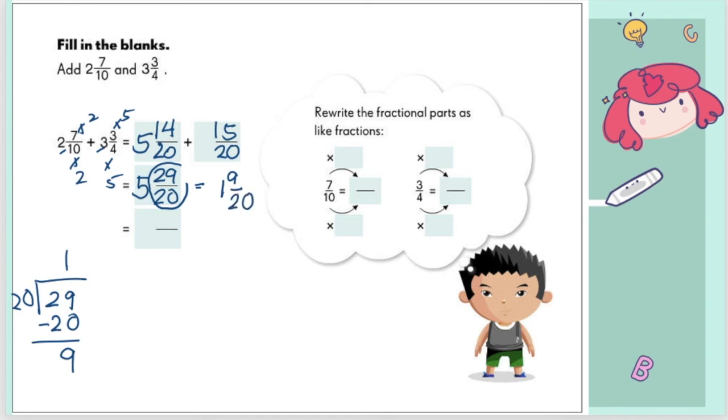So adding this to our whole number 5, we'll have 5 plus 1 is equal to 6, and then we'll retain the fractional part, 9 over 20. So the final answer is 6 and 9 over 20.